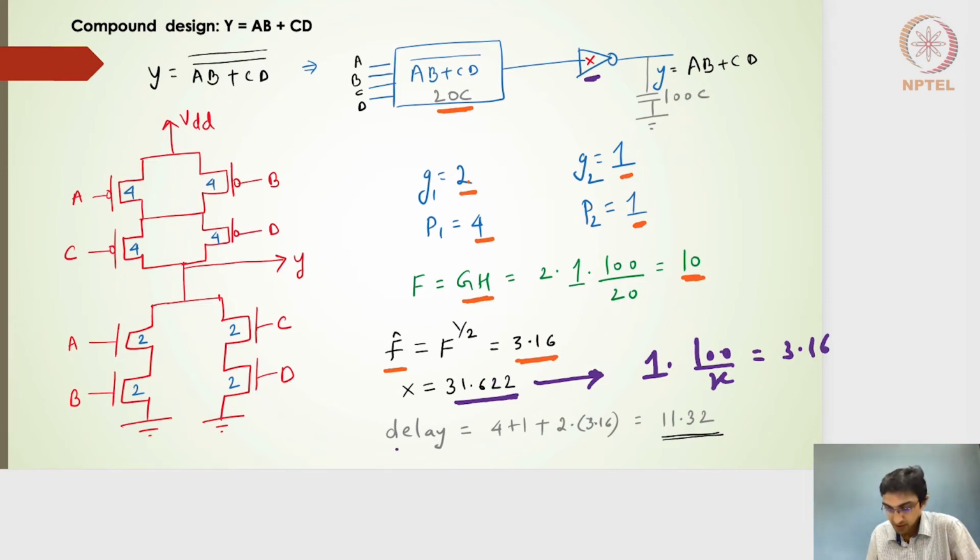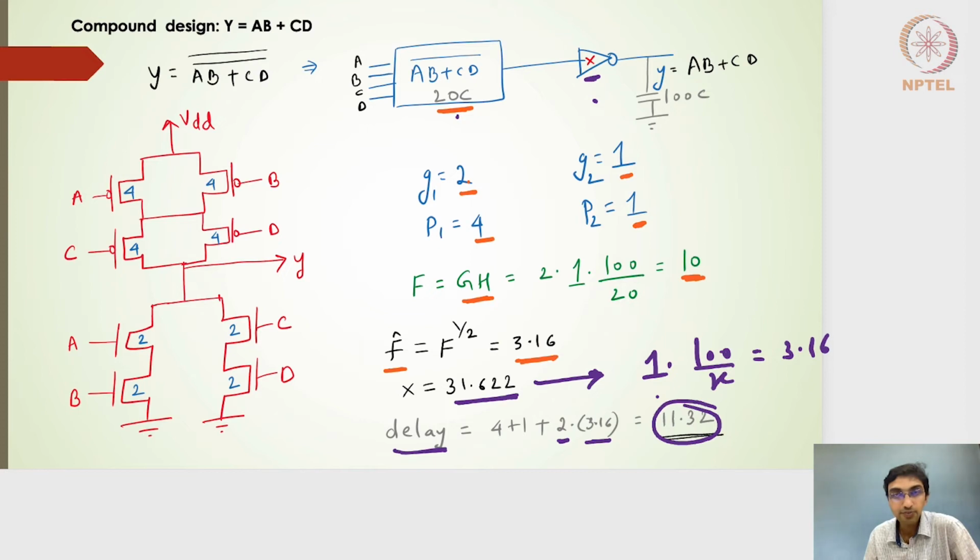And what is the best delay? What is the minimum delay here? It turns out to be nothing but the parasitic of 4, parasitic of 1, total of 5 parasitics, plus twice multiplied by the individual stage efforts, which is nothing but 3.16. So the total value or the best delay turns out to be 11.32.